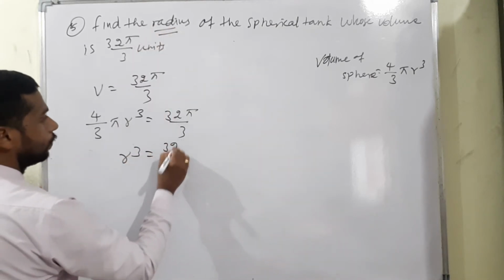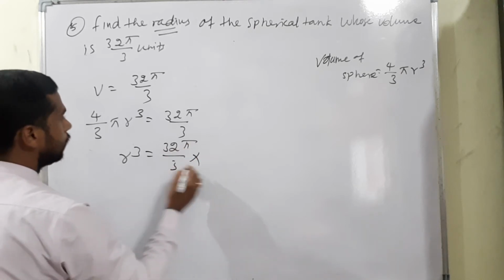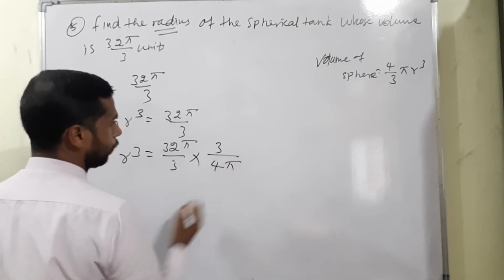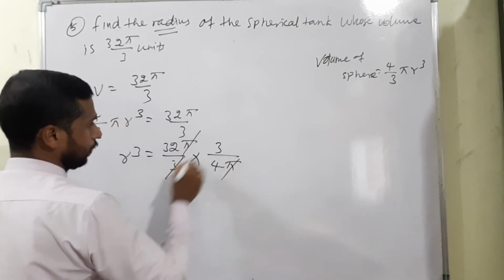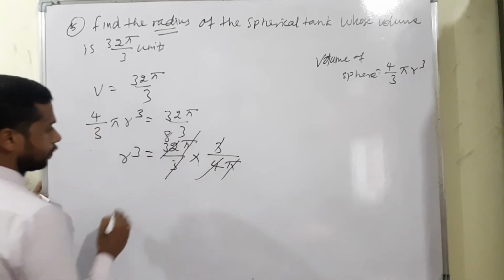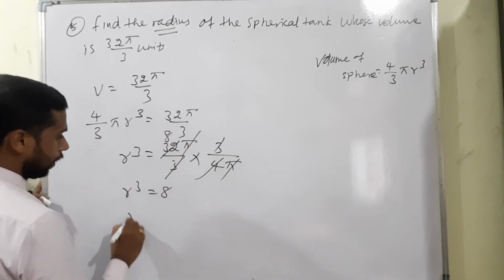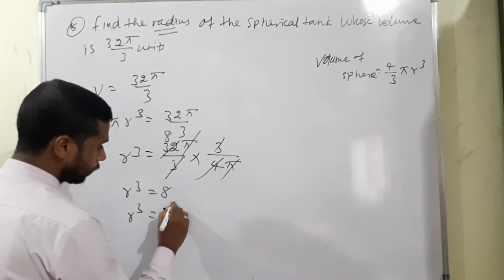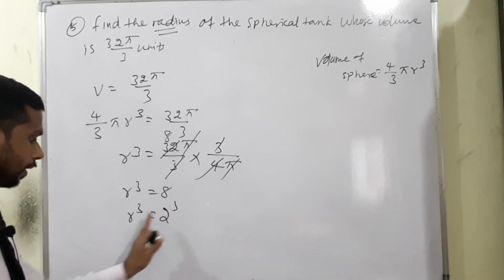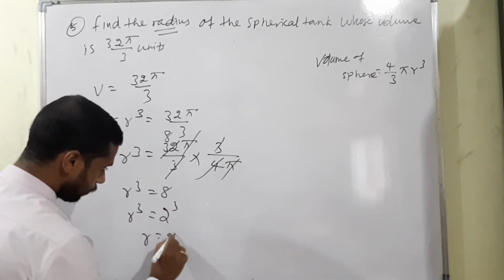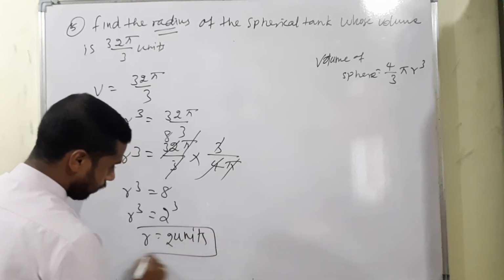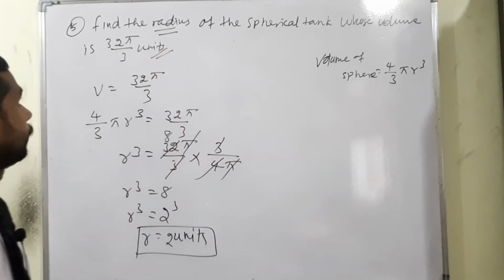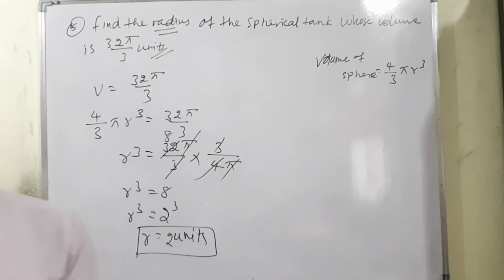R cube is equal to 32 pi by 3 into the remaining term, bring it to the opposite side, means reciprocal, isn't it? 3 by 4 pi. So pi cancels, 3 also cancels, and 4 into 32 is 8 times. Therefore, r cube is equal to 8. We can split 8 as 2 cube. So now the power will be the same, means equating the base. Therefore, r is equal to 2 units, because the condition asks to find the radius, the term will be units. Okay, r is equal to 2 units. I will continue with the 7th question. Okay, the 6th do for homework.